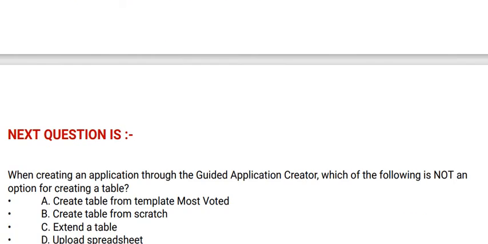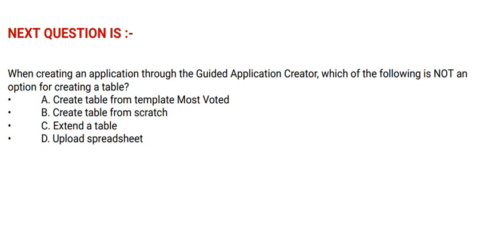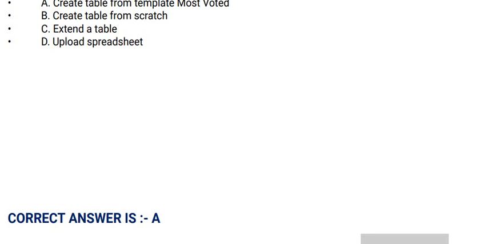Next question is, when creating an application through the guided application creator, which of the following is not an option for creating a table? Option A. Create table from template. Option B. Create table from scratch. Option C. Extend a table. And option D. Upload spreadsheet. And the correct answer is option A.